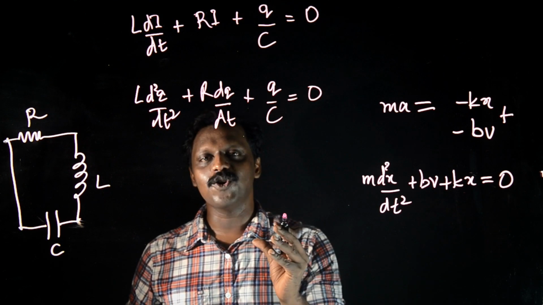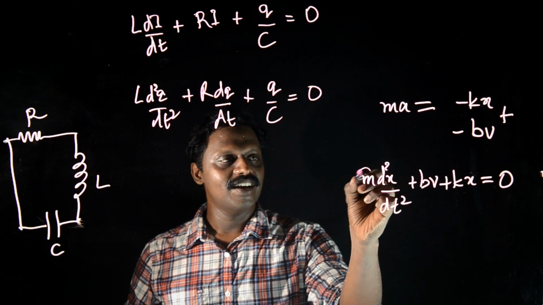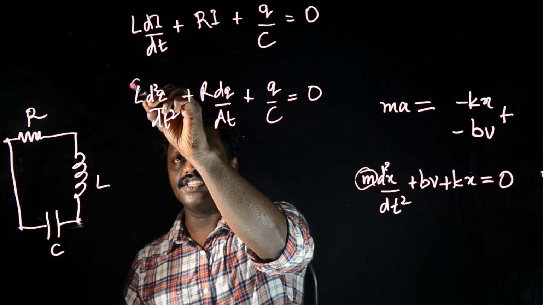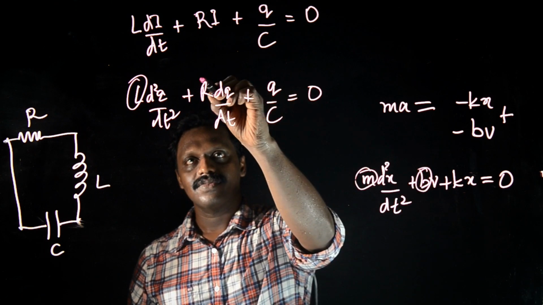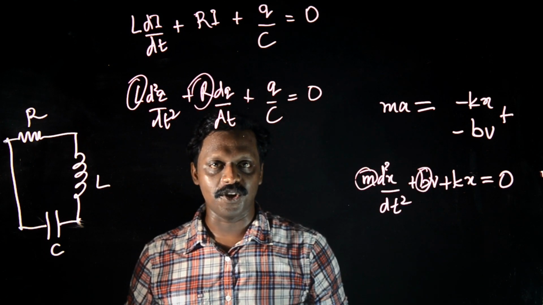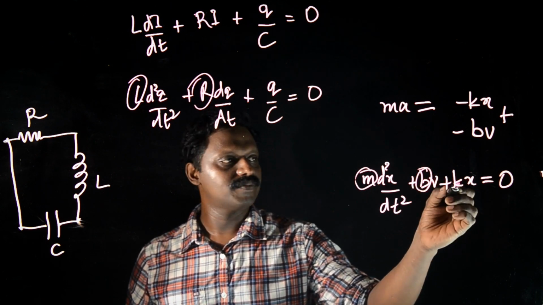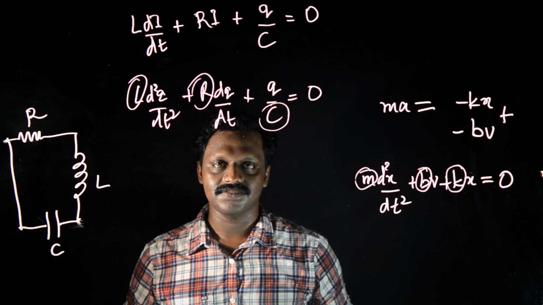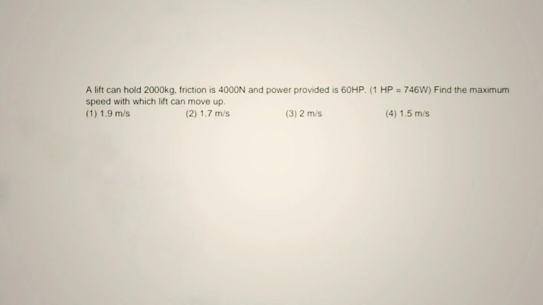So L d square q by dt square plus R dq by dt plus q by C is equal to 0. This equation is very much comparable with the earlier equation, from which we know that the equivalent of mass in an electrical oscillator is self-inductance. The equivalent of the damping constant in an LCR series circuit is electrical resistance, and the equivalent of the force constant is 1 by C, the reciprocal of capacitance. So the answer is option 2.